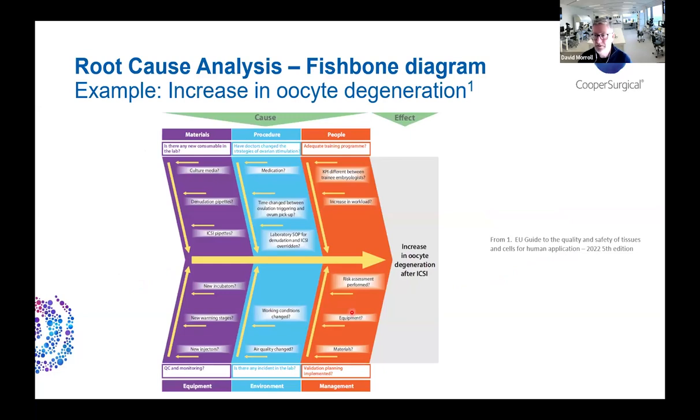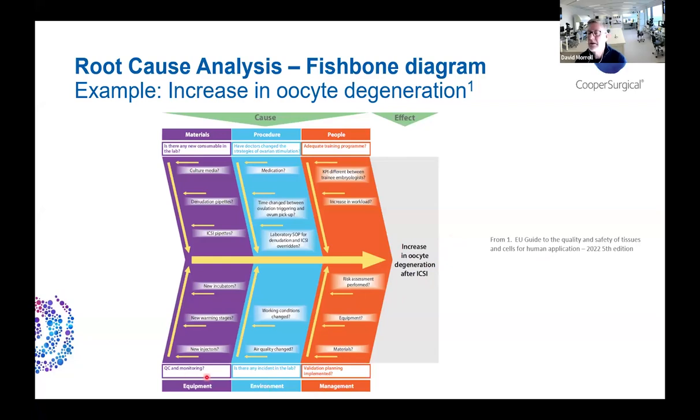Now, you can see this in a slightly different form. This is an example taken from the European Union Guide to the Quality and Safety of Tissues and Cells for Human Application, which is a document worth looking at. The 5th edition was from 2022, and essentially it's saying the same thing. It's just a slightly different graphical representation. So here they're looking at an increase in degeneration of oocytes after ICSI, and they're looking at materials, the procedure, the people, the management, environment and equipment.